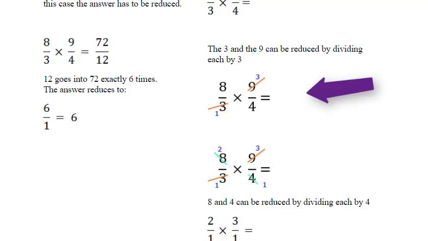In this case, we have a 3 on the bottom and a 9 on the top. They're both divisible by 3. So 3 times 1 would be 3. So we'll put the 1 here, and we'll divide the 9 by 3, and that gives you a 3 there. So we've just reduced this to 1, 3, and the 4 and 8 can be reduced to 1 and 2.